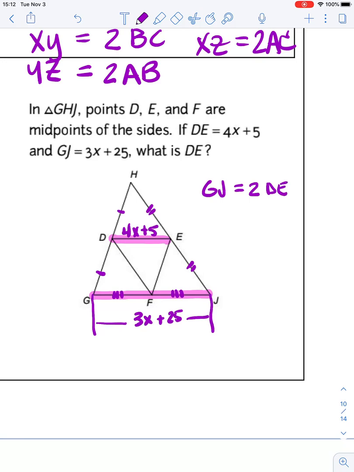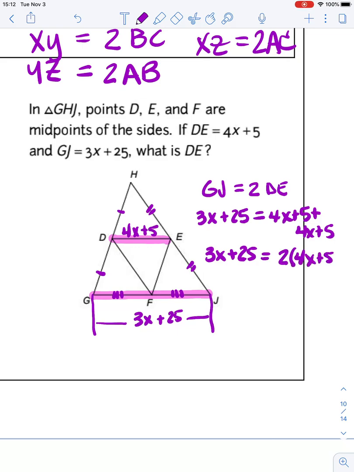You can look at that. If you were to pick up that DE, it would go from G to F and then from F to J again. So GJ, which is 3x plus 25, is equal to 2 of the 4x plus 5s. You can do this one of two ways. You can do 4x plus 5 plus 4x plus 5, I ran out of room, or you can write it like this: 3x plus 25 is equal to 2 times 4x plus 5. Whichever way makes the most sense to you, it takes 2 of those 4x plus 5s to make one GJ. So now we have our algebra to do.